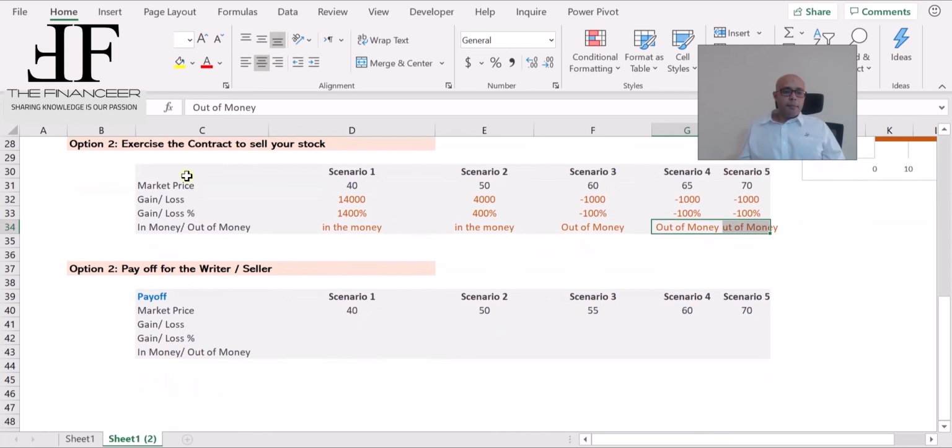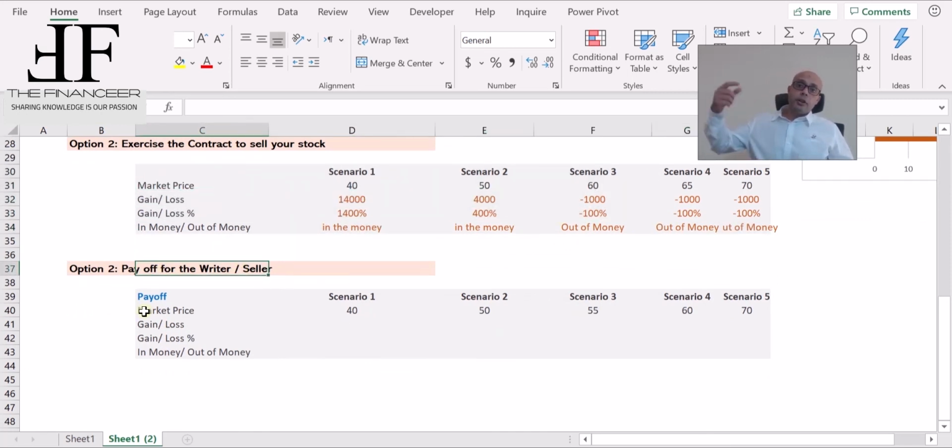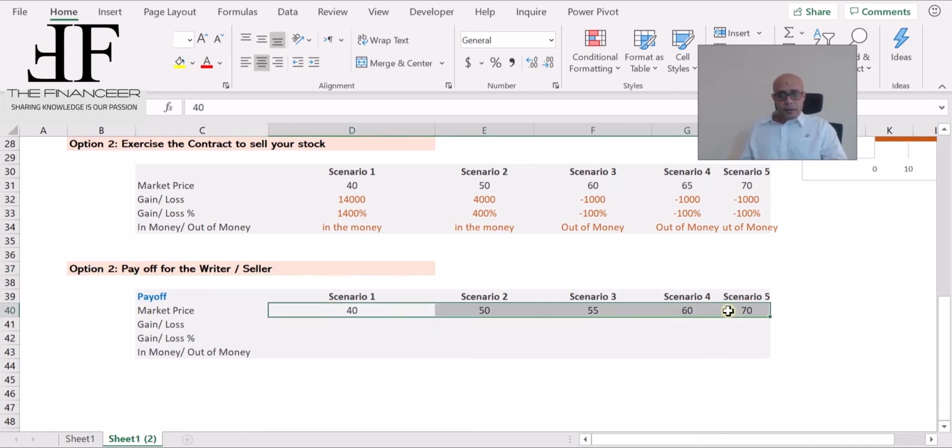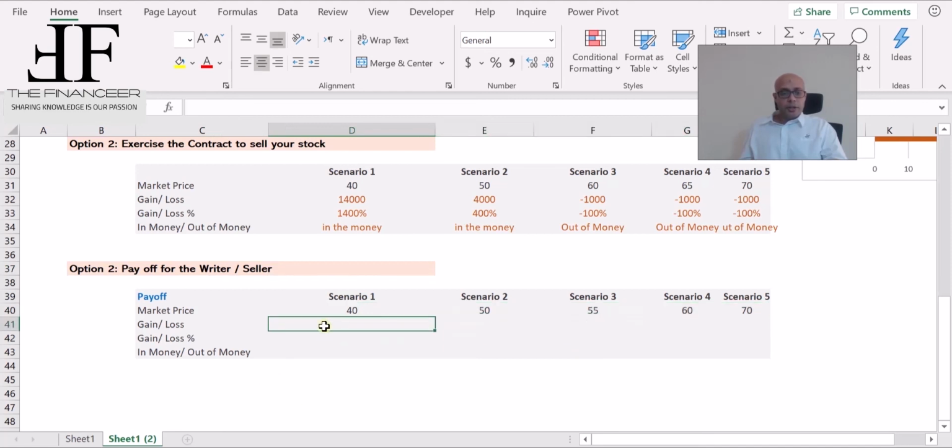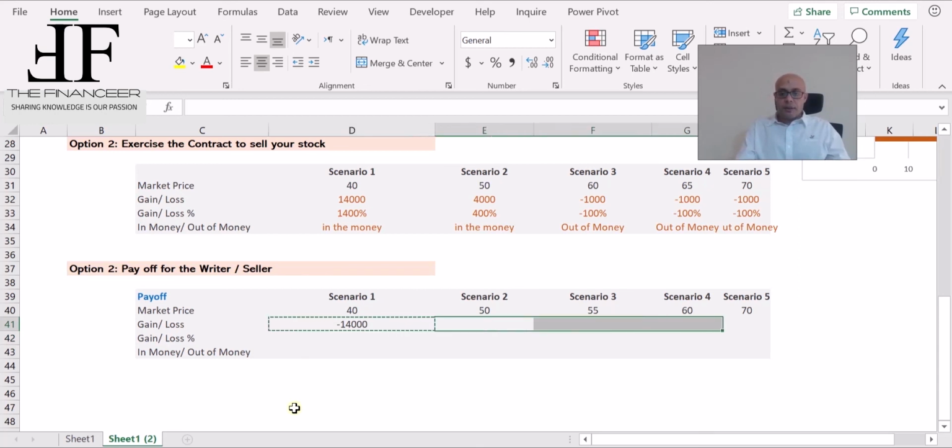Now let's do the same calculation here, but from the point of view of the seller or the writer of the contract, which is the other party. Now, same scenarios and the same market prices, and we need to start calculating the gain and loss. We agreed before that the gain in one party equals exactly the same amount of the loss on the other party. So whatever gain the buyer is achieving, this will be considered a loss on the writer side. And whatever loss the buyer is achieving, this will be considered a gain on the writer side.